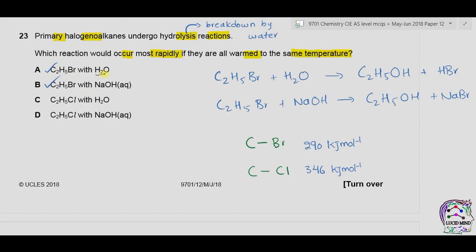Second is the nucleophile. We have H2O and NaOH. Now OH negative nucleophile from NaOH is more effective as compared to the nucleophile from neutral water. So therefore the reaction will be faster with sodium hydroxide aqueous as compared to neutral H2O, that will be slower. So the reaction will be faster if we have carbon bromine bond and sodium hydroxide aqueous is used.